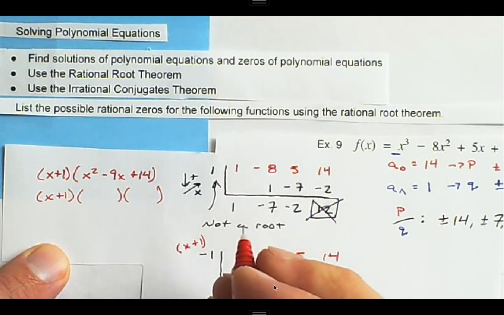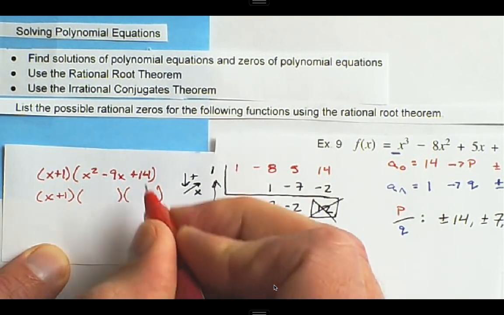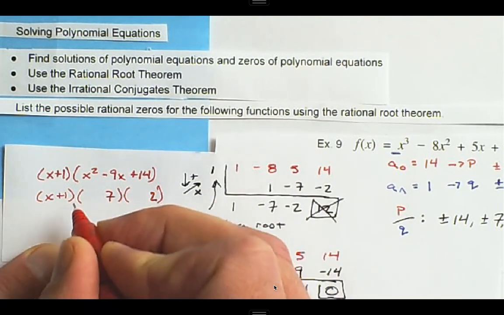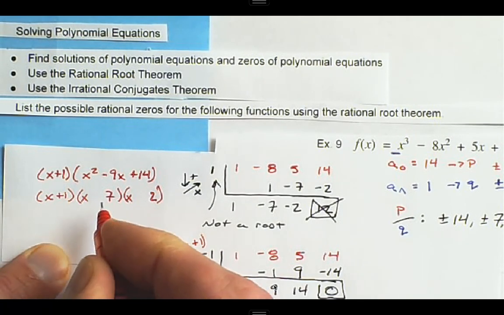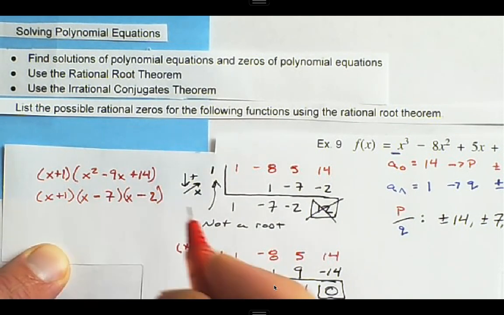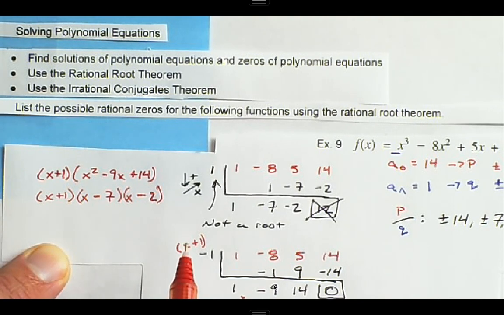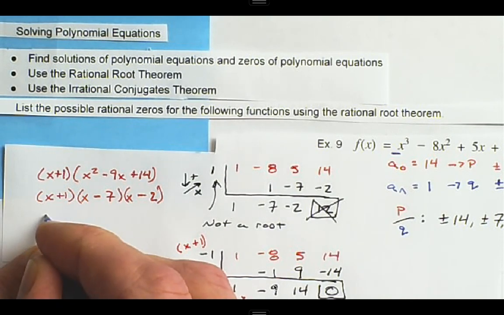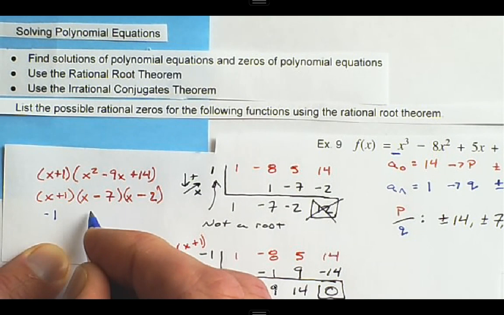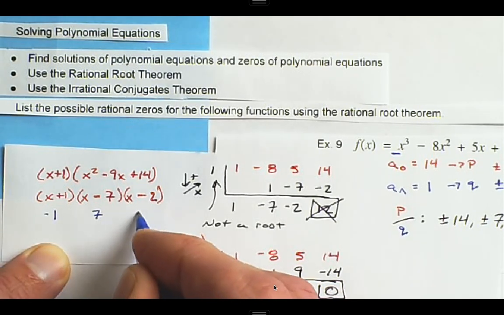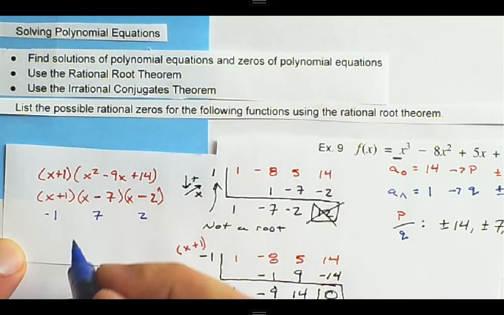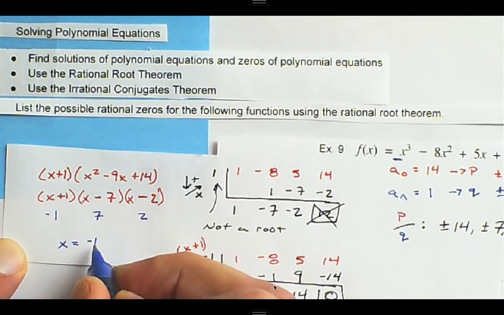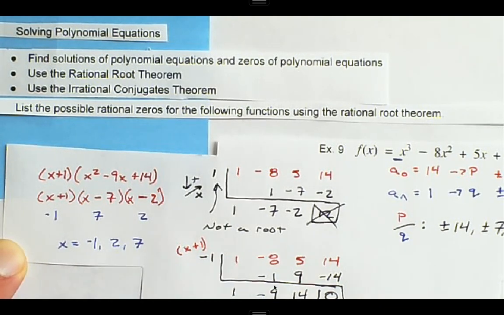So in this case, we need two numbers that multiply together to 14. So we're going to use 2 and 7. We know that two numbers that multiply to x squared are x and x, and they have to add to negative 9. So then we get negative 7 and negative 2. And then, because of the zero product property, if we substitute negative 1, that makes it 0. If we substitute in 7, that makes this 0. If we substitute in 2, that makes that 0. So the zeros for this function are x equals negative 1, 2, and 7.